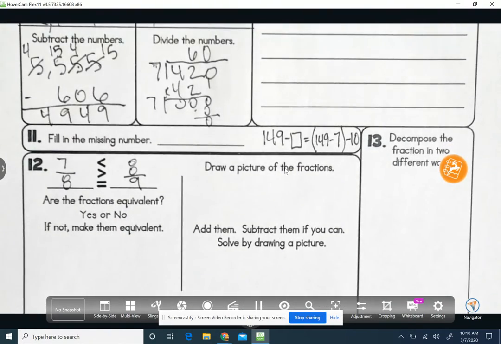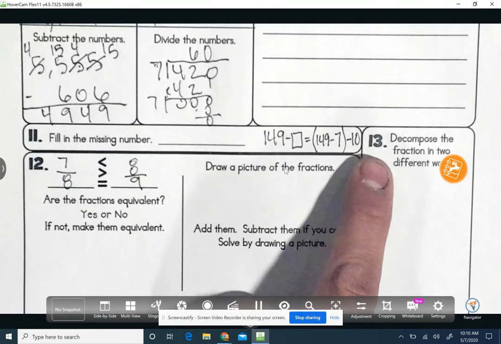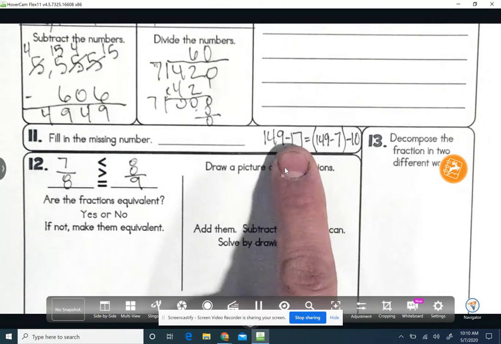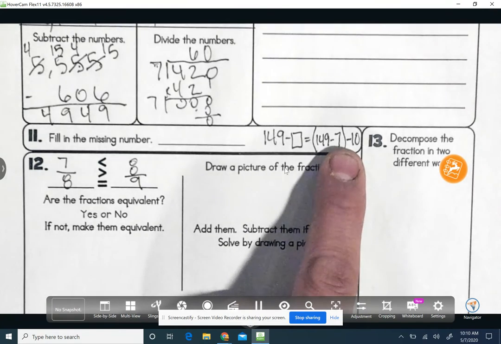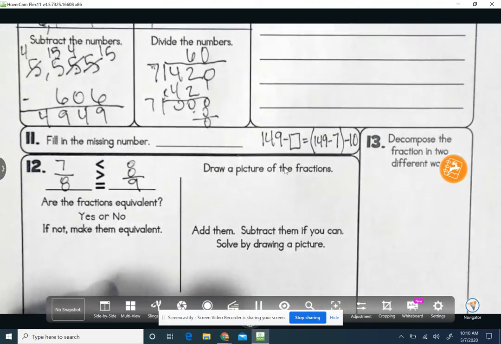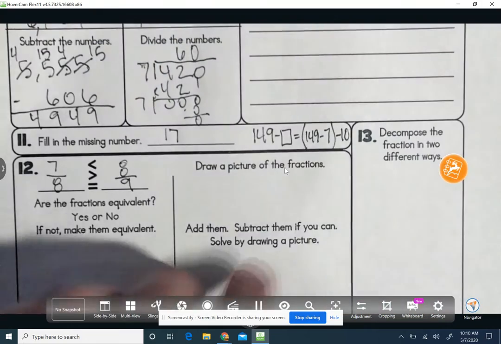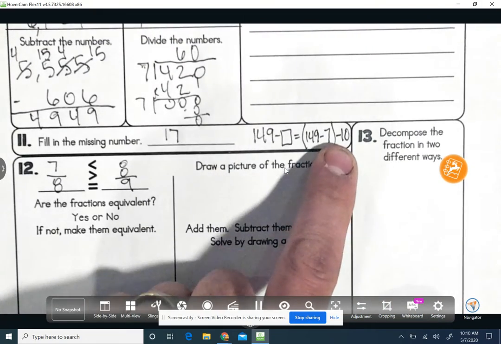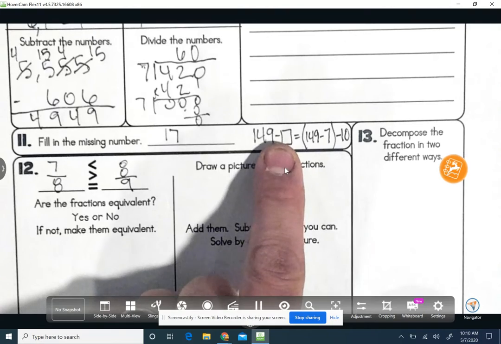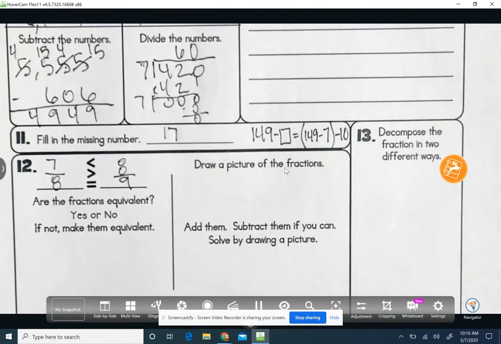Fill in the missing number. 149 minus something is going to be the same as 149 minus 7 minus 10. How much are you subtracting in all from the right-hand side of the equal sign? That will tell you what to take away here. It looks like we're taking away a 7 and we're taking away a 10. So the missing number in this case is simply 17. If we're going to take 17 away from this 149, we need to take 17 away from this 149. Okay? All right.